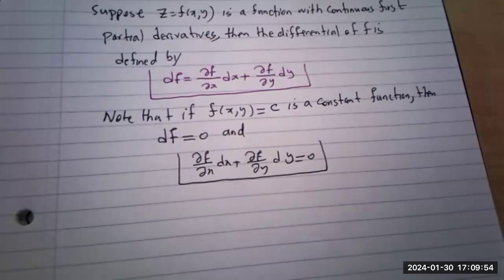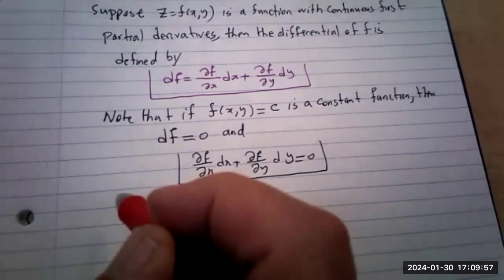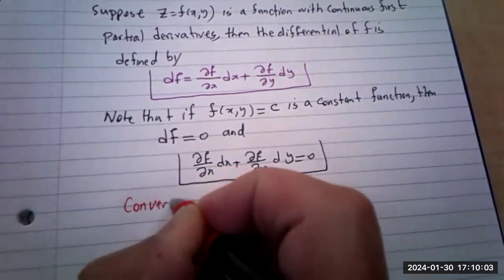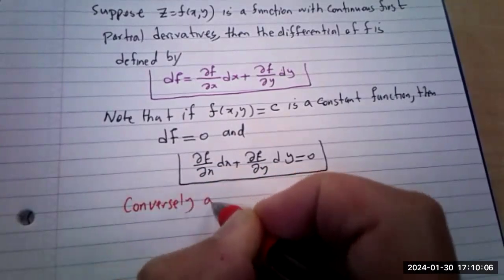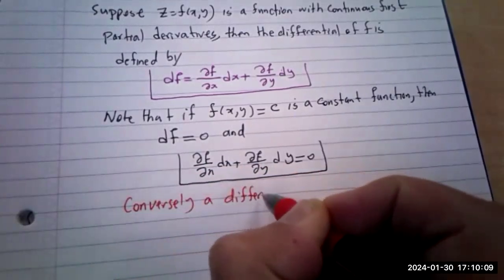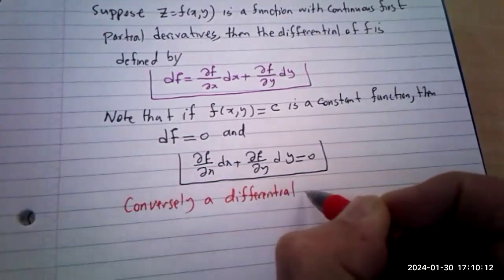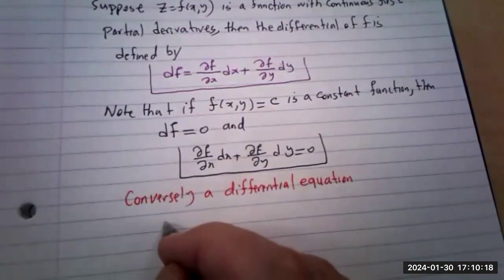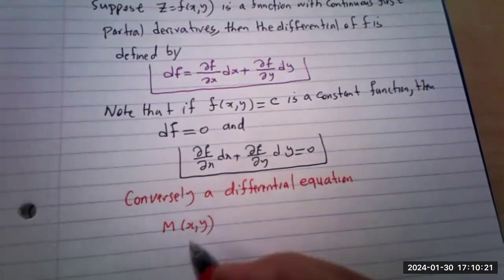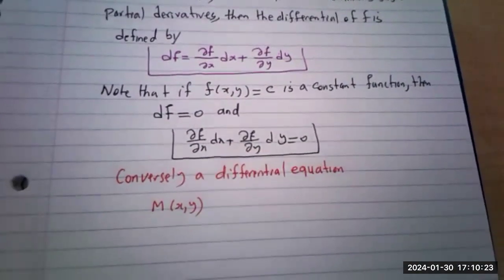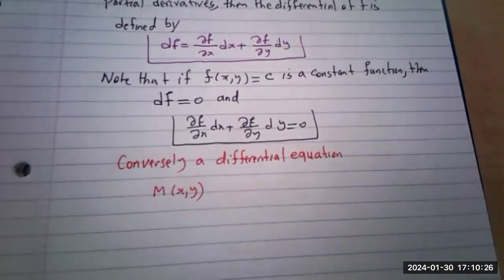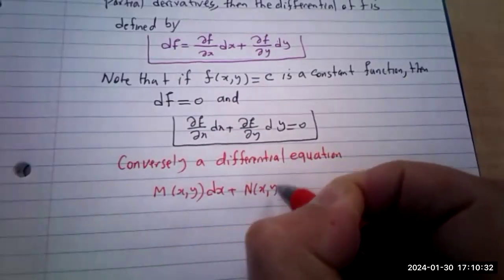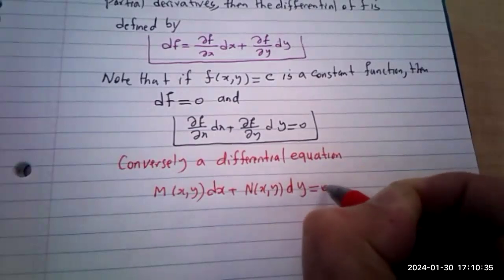But the thing we are going to be interested in is the converse. Conversely, a differential equation. This is the part that we are interested in. Look at this differential equation: M of x comma y dx plus N of x comma y dy equal to 0. M and N are functions, the same notation that we use in calculus 3.